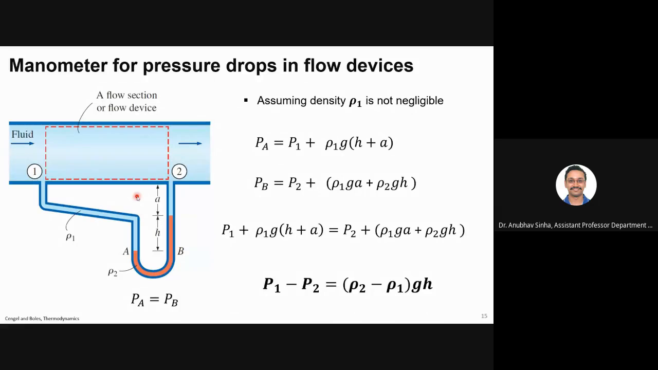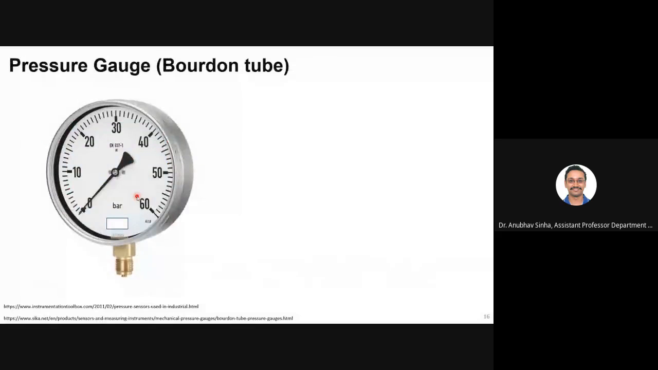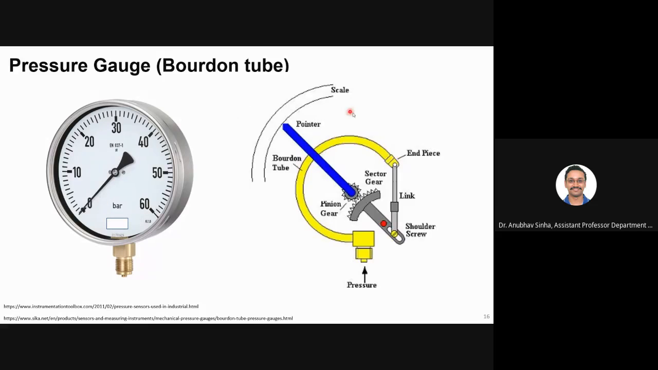Fine. Moving on. Now let us also talk about other measurement devices. This is a commonly used pressure measurement gauge. This is what you fit in your gas chamber and you get a pressure measurement. What happens inside is that if you cut it, you will see something like this. This yellow tube is called the Bourdon tube.